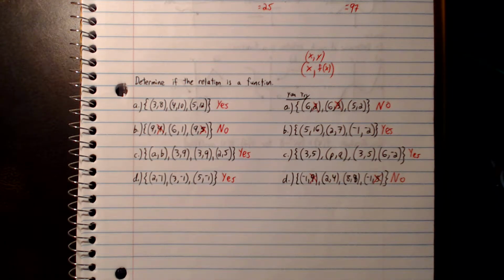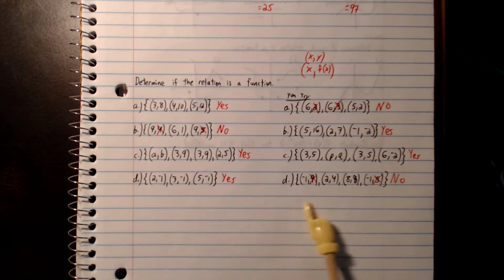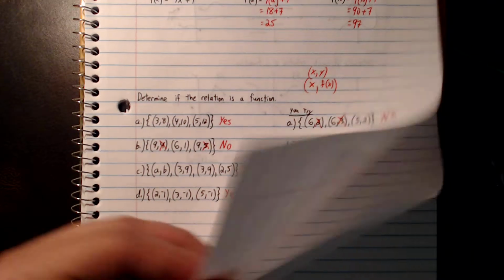We can also do this in a table of values form. If we were to draw these out in a table, we would put all of our x's on one side, all of our y's on the other, and we would just look across to see if any kind of problems arise.